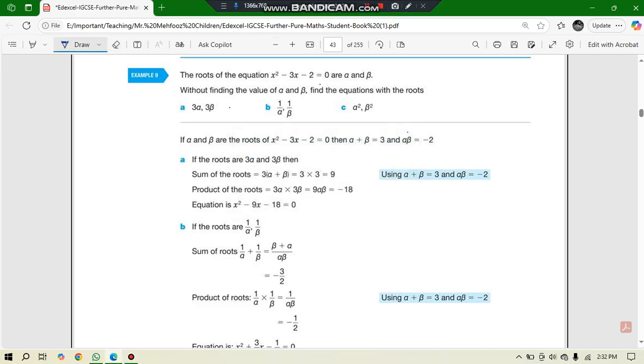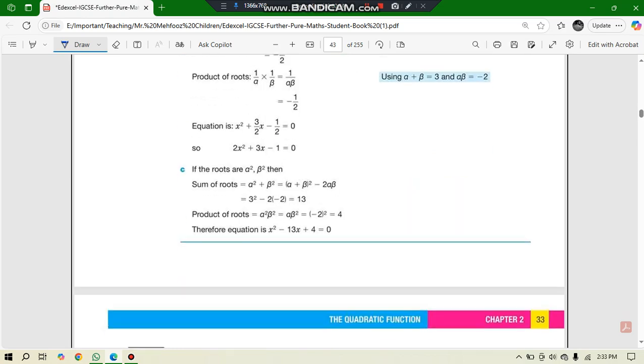Okay, next is example 9 part C, which has two roots, alpha square and beta square. We have to find the sum of the roots as well as the product of the roots. As we know, the sum of the roots of the parent equation is 3 and the product is minus 2. So alpha square plus beta square equals alpha plus beta whole square minus 2 alpha beta, as we have studied in the previous example.